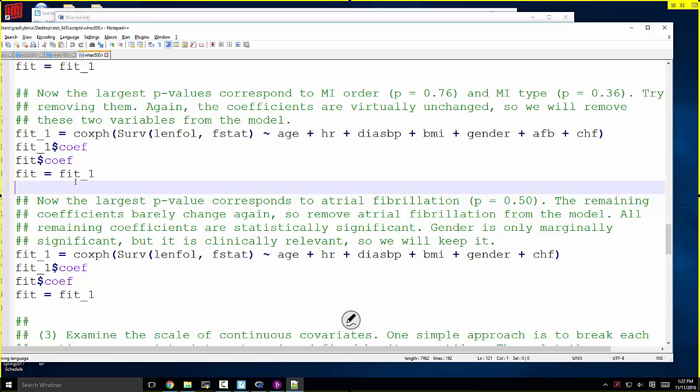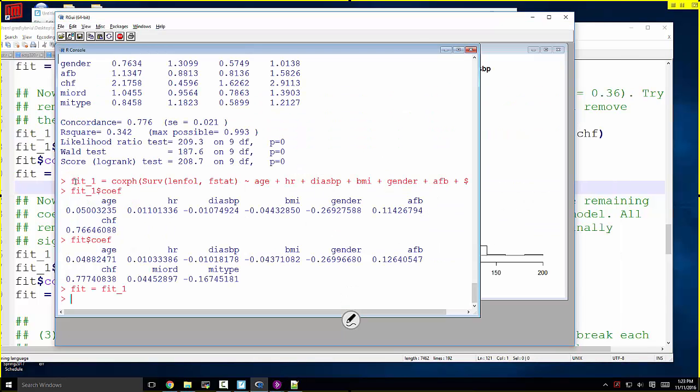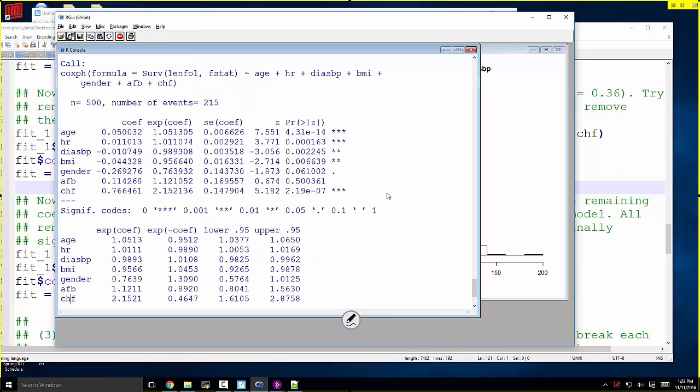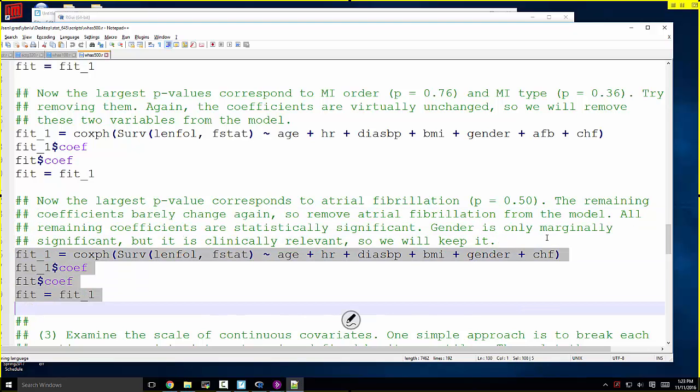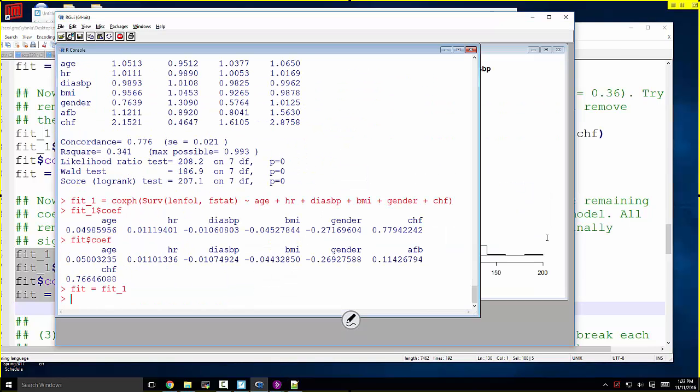After doing that, now we have this model. There's one coefficient that has a big p-value, so let's consider it. After doing this, the coefficients barely change. So let's go ahead and get rid of that one. And now we're left with this model.